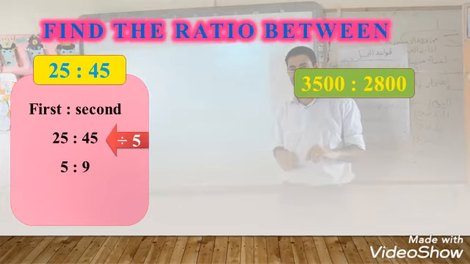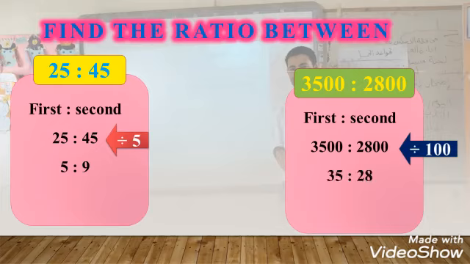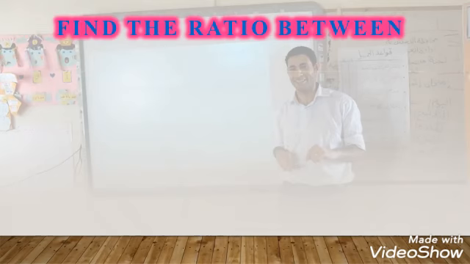Another example, find the ratio between 3,500 to 2,800. By the same way, first to second, 3,500 to 2,800 divided by 100. The result will be 35 to 28. Again, we will divide by 7. The simplest form is 5 to 4. Another example.